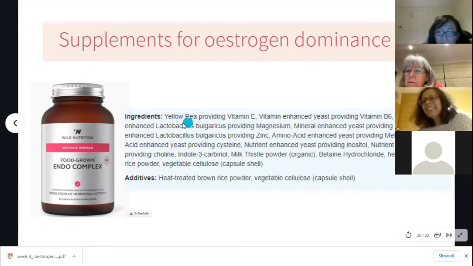They use yellow pea to give you vitamin E. They even tell you where the vitamin E is coming from. You get vitamin B6, so these are your methylation, your B6, your minerals, your lactobacilli giving you magnesium. You've got iron, zinc, methionine, amino acids, and then down here you see choline, which is very good for emulsifying bile, and it's very good for brain health. Indole 3-carbinol, again, you can't claim to have a good hormone balancing supplement if you're not using either DIM or indole 3-carbinol. You've got milk thistle, and you've got your hydrochloric acid, which is betaine hydrochloride, that helps with gut health.